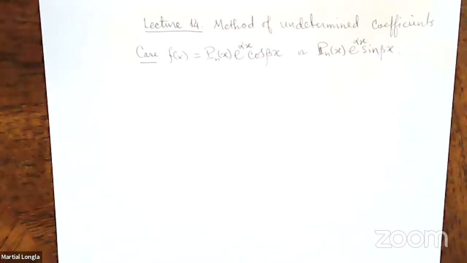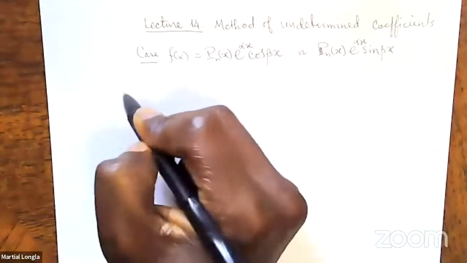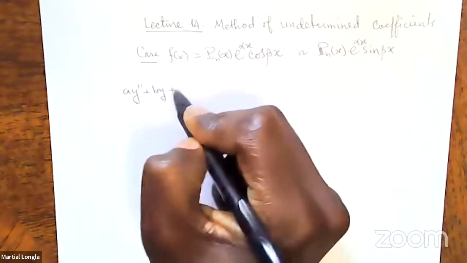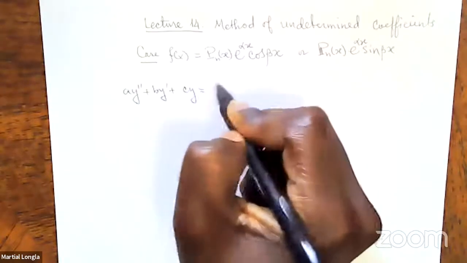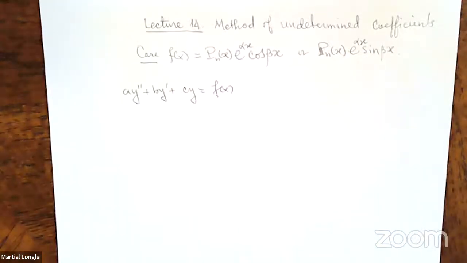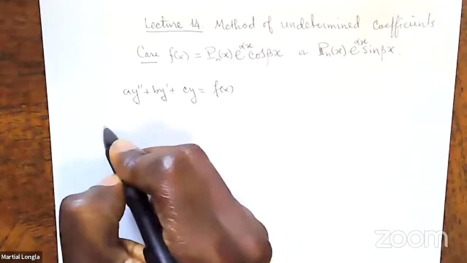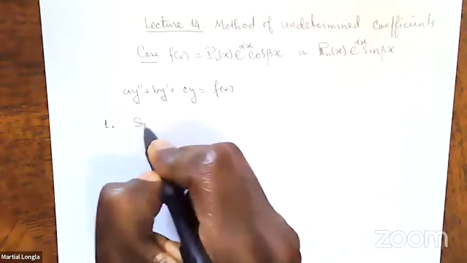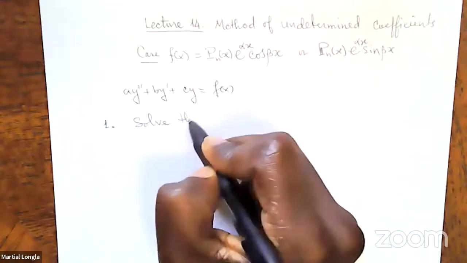So when you have a linear differential equation with fixed coefficients with a right-hand side, the object we are dealing with is ay double prime plus by prime plus cy equals f of x, where the function f of x has either this form or that form, then again, we will have to start by step 1, solve the homogeneous problem.